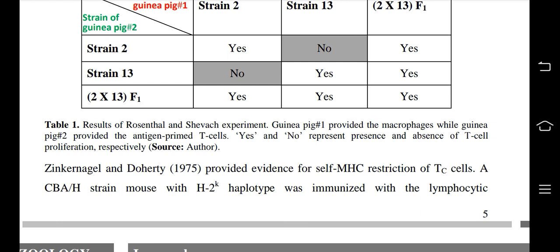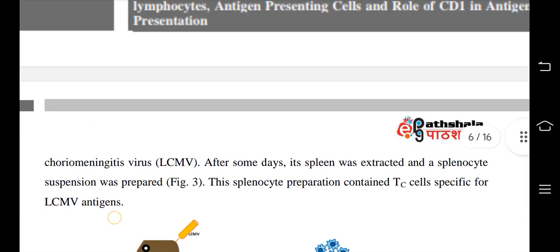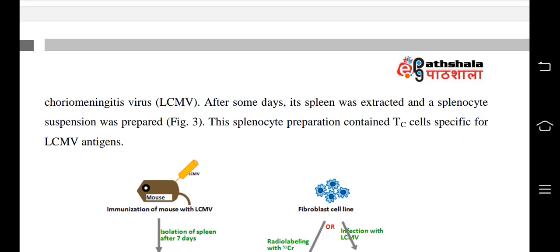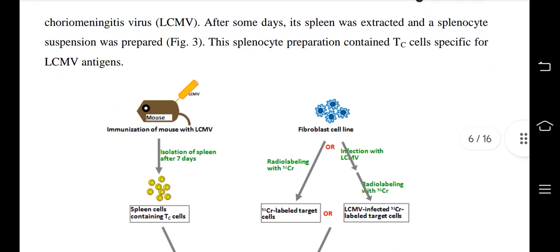A CBA/H strain mouse with H2K haplotype was immunized with the lymphocytic choriomeningitis virus (LCMV). After some days, its spleen was extracted and a splenocyte suspension was prepared. This splenocyte preparation contained TC cells specific for LCMV antigens. So: immunization of the mouse with LCMV, isolation of the spleen after 7 days, then spleen cells containing TC cells.